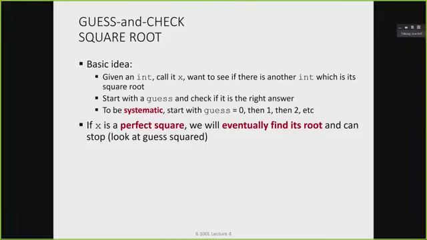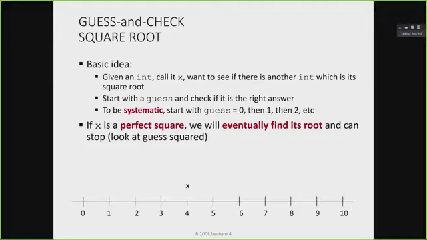Two cases. The number we're trying to find the square root of is a perfect square. Let's say 4. We're going to start with a guess of 0. Does 0 squared solve our problem? No. Increment. Does 1 squared solve our problem? No. Increment. Does 2 squared solve our problem? Yes. We are done.